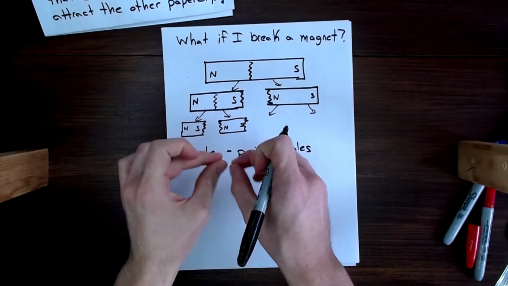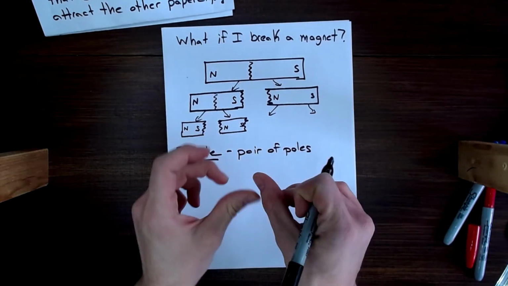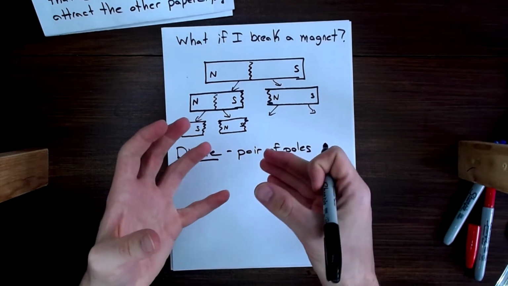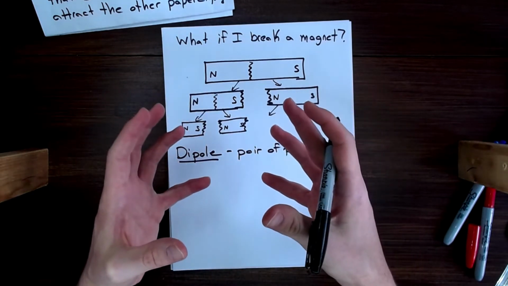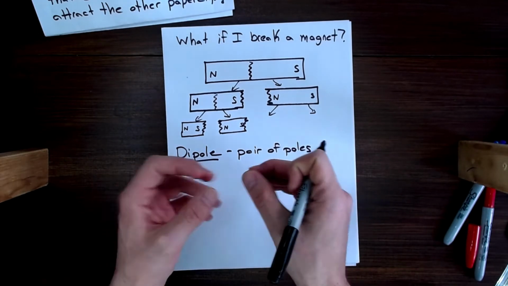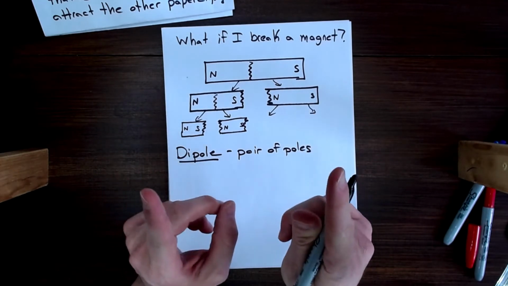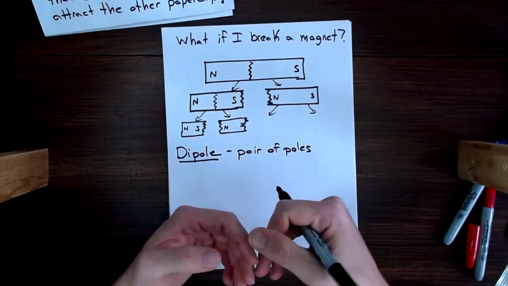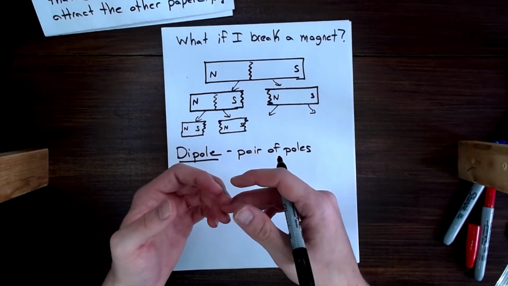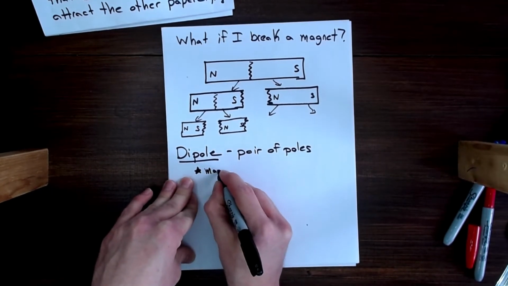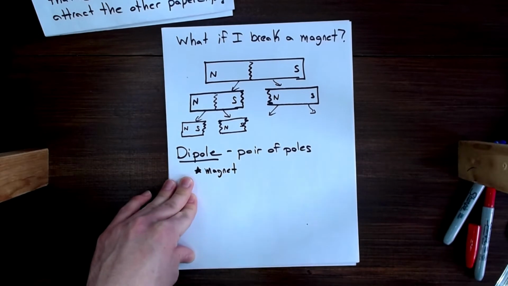If I keep on breaking this thing down, I'm going to be able to actually break it down further and further and further until I reach something called a domain, which is a collection of electrons. And then I can break that domain down into an electron until I reach that electron. And even that electron we will find has a north and a south pole. It has a magnetic property. Well, that means that a magnet can only be a dipole.